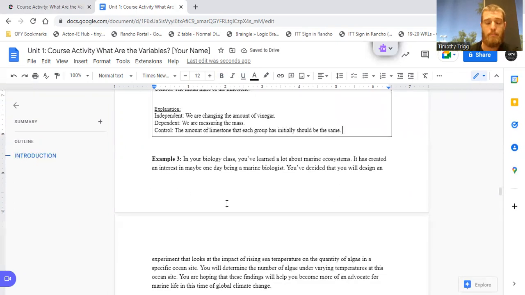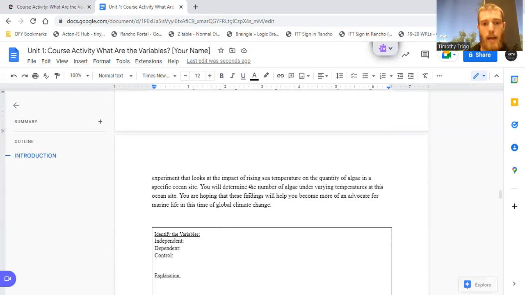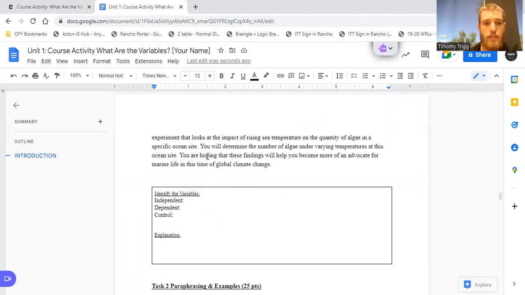All right, example 3. In your biology class, you've learned a lot about marine ecosystems. It has created an interest in maybe one day being a marine biologist. You've decided that you will design an experiment that looks at the impact of rising sea temperatures on the quality of algae in a specific ocean site. You will determine the number of algae under varying temperatures at this ocean site. You are hoping that these findings will help you become more of an advocate for marine life in this time of global climate change. Okay.